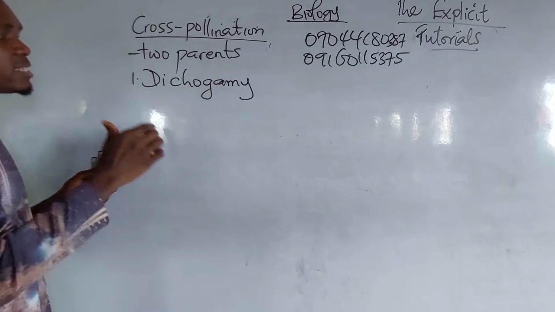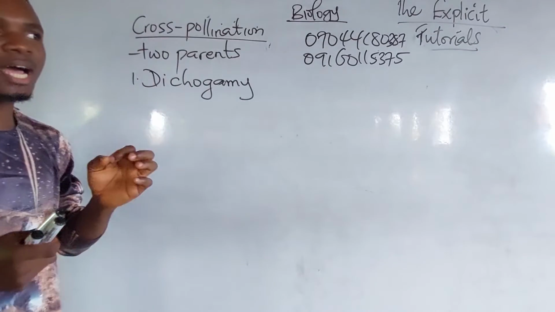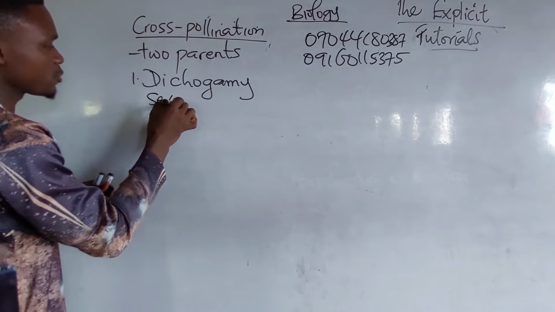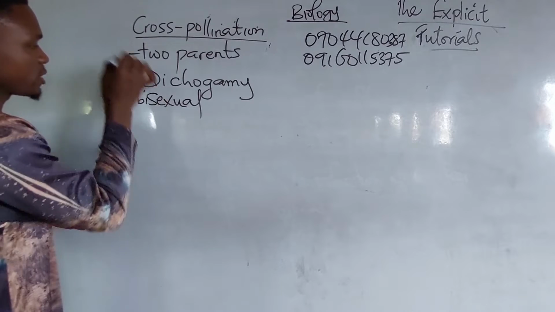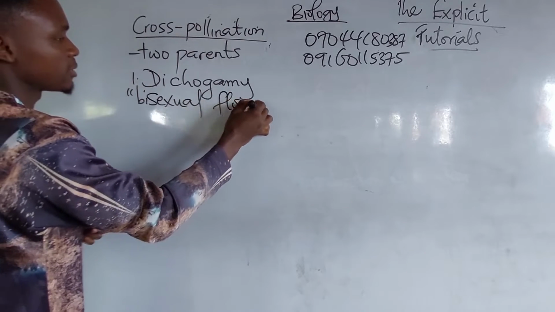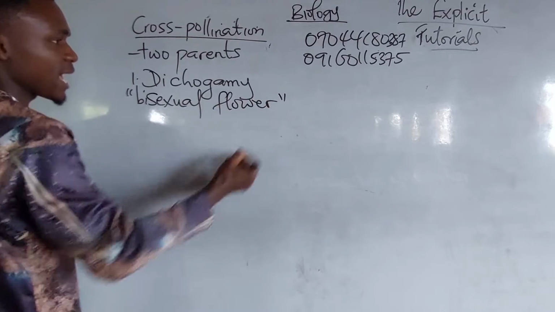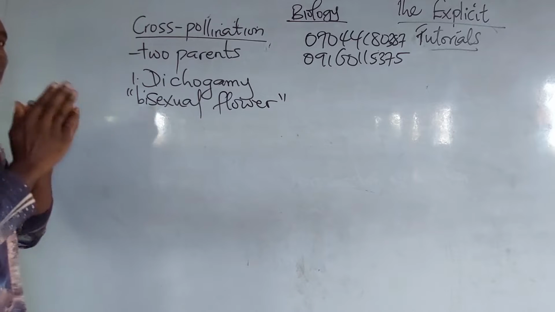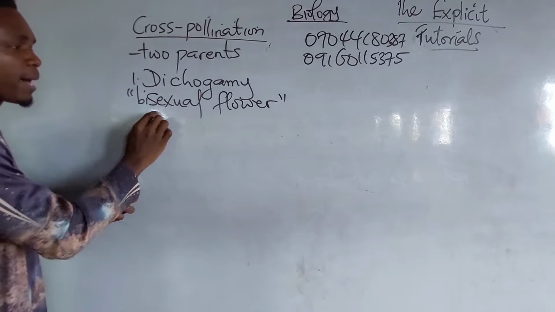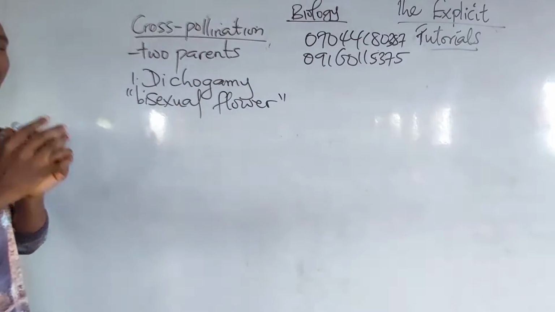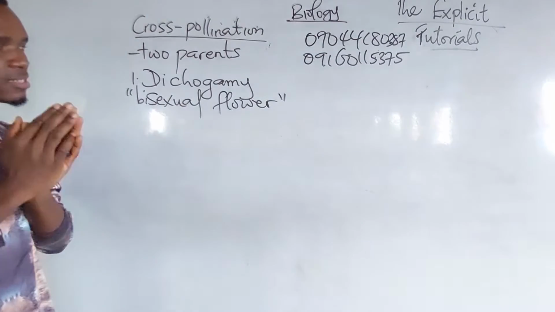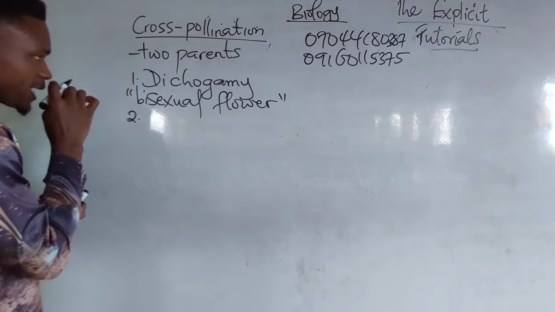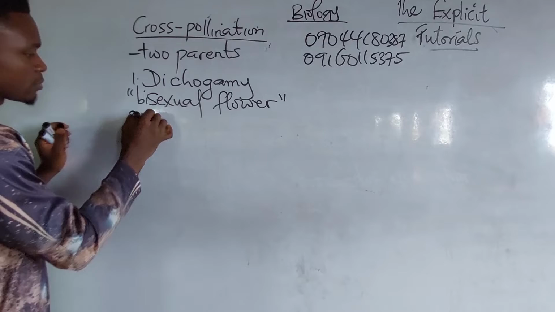Now, dichogamy is a phenomenon in which the anther and the stigma of a bisexual flower, the key word there is bisexual, mature or ripen at different times. Dichogamy is a phenomenon in which the anther and the stigma of a bisexual flower ripen at different times, not at the same time. The same time is homogamy.